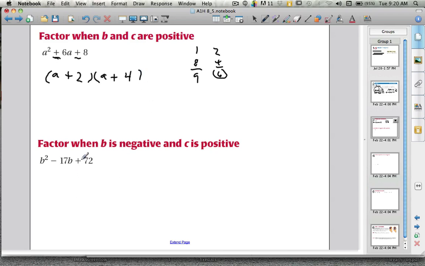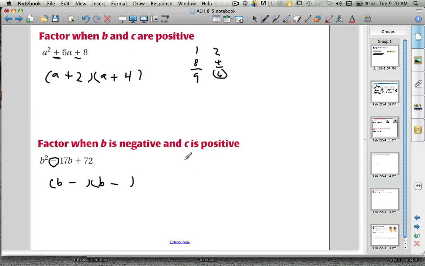Now this is still very, very similar, because I know that the signs in my binomials are the same, and I know that they're both negative because of this. A negative number times a negative number will give a positive result as well, but when I add the two numbers together, they're negative, so they must both be negative numbers. I know that b squared was made by b times b, and then I want factors of 72 that will add up to be 17.